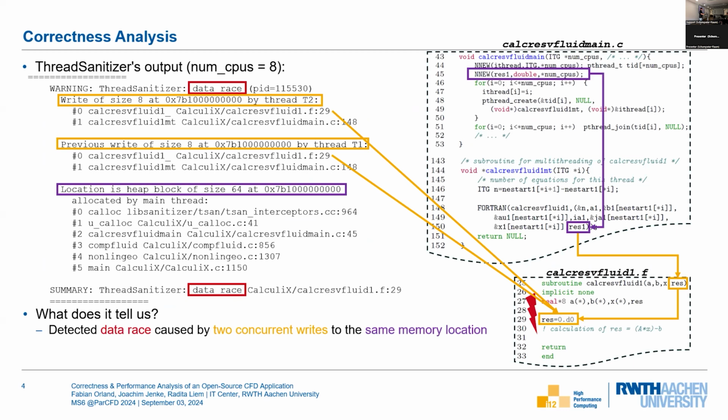And as you can see, thread sanitizer can also tell you not only that there were these concurrent writes, but it also knows where they were and can point you directly to this, in this case, Fortran code where the data race really happened.